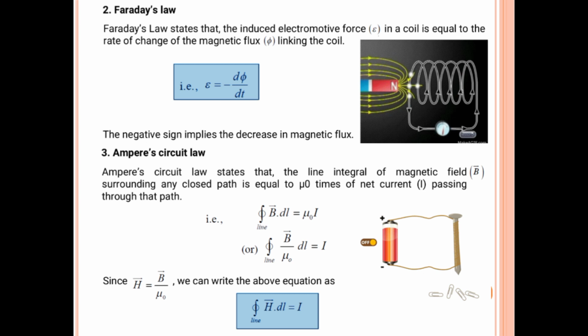The third law is Ampere's circuital law. Ampere's circuital law states that the line integral of magnetic field B around any closed path is equal to mu naught times the net current passing through that path. That is, the closed line integral of B dot dl is equal to mu naught I. Otherwise, we can rearrange this equation by bringing mu naught to the left side, so we get the closed integral of B by mu naught dl is equal to I. Here we can write H as B by mu naught. So instead of B by mu naught we put H, and the closed line integral of H dot dl is equal to I.